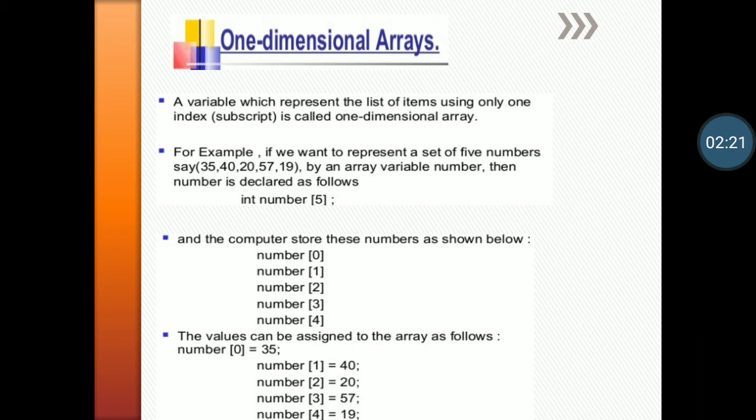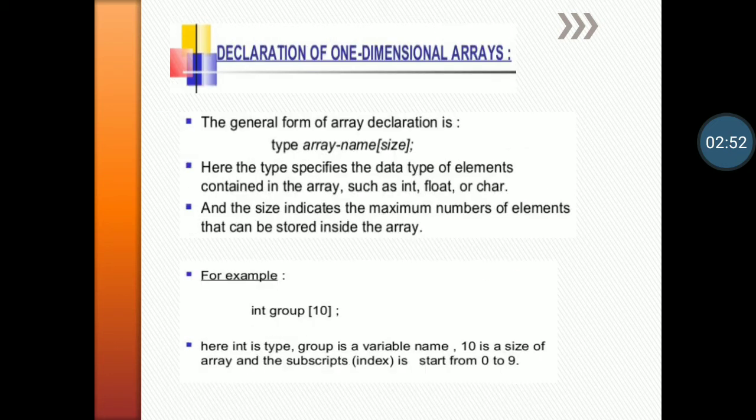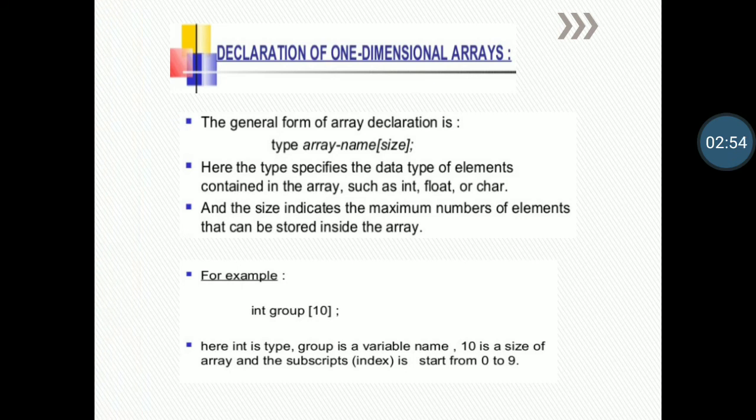Then how to store the values in an array? Array index starts from 0. That's why the first element is stored at 0th index. So 35 is stored at 0th index of number array. Then 40 is stored at first index, then 20 at second index, then 57 at third index, and 19 is stored at last, that is 4th index of number array.